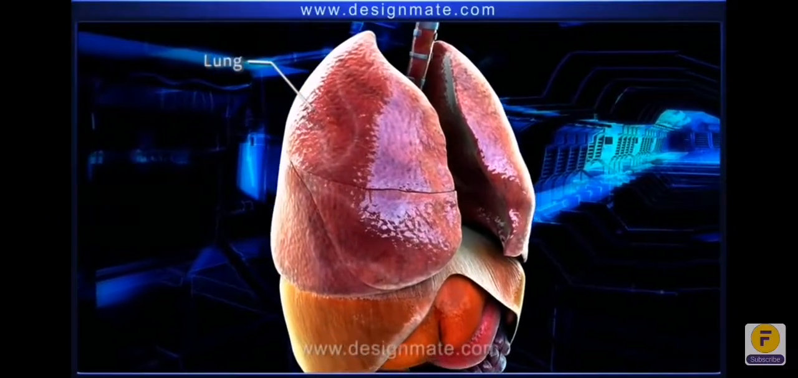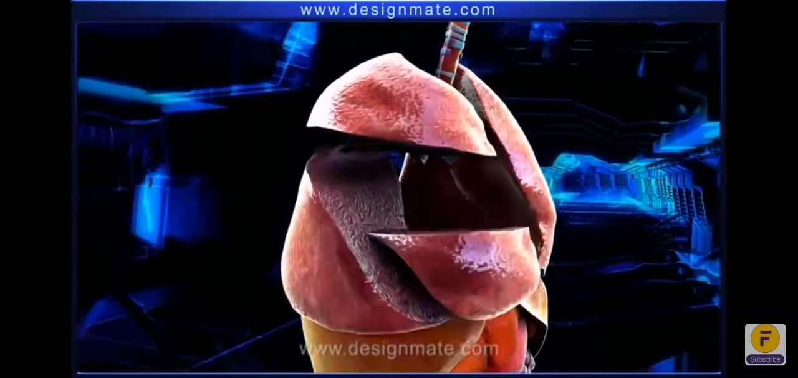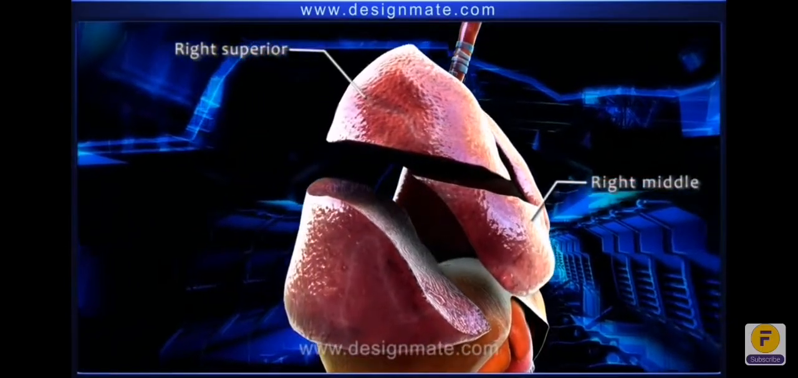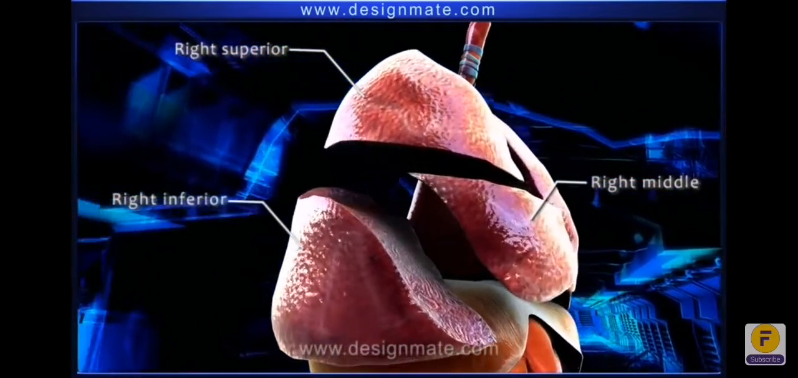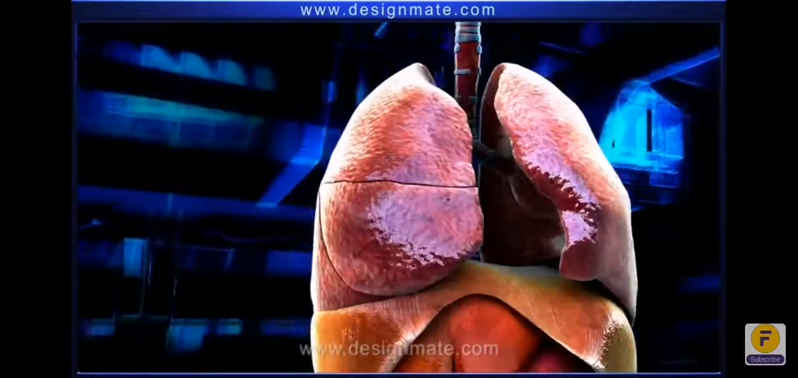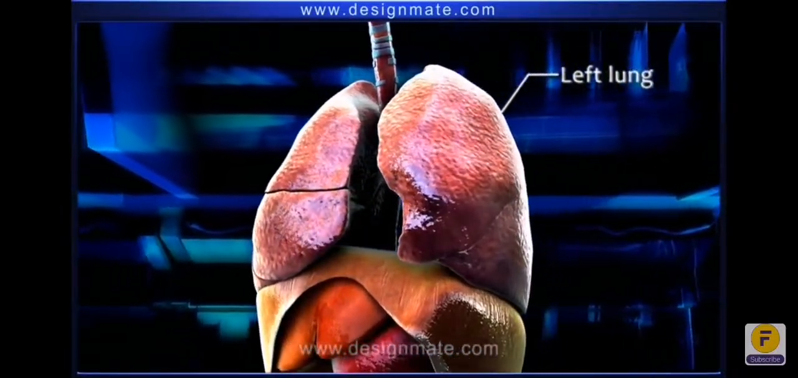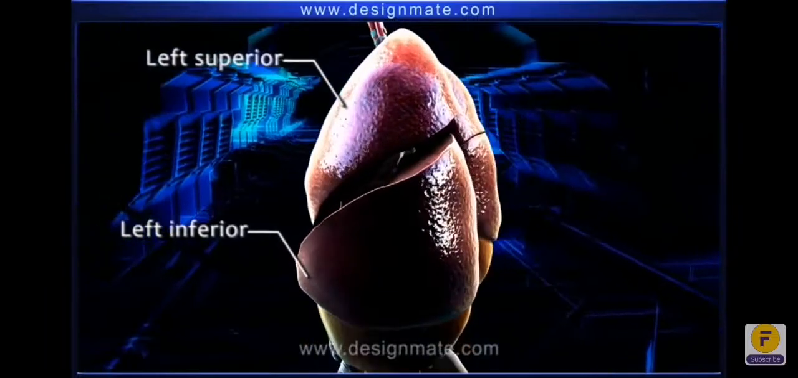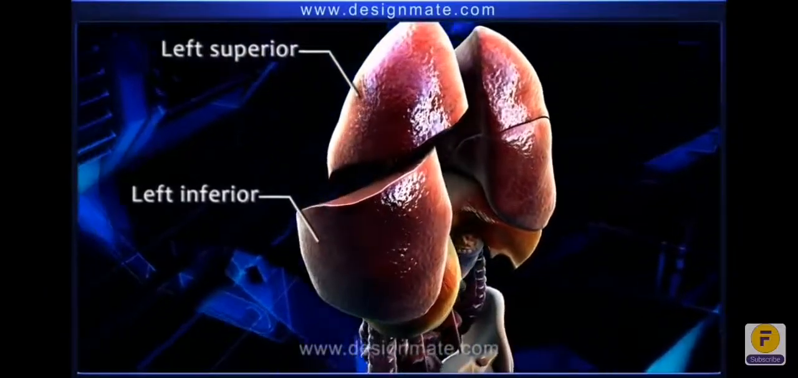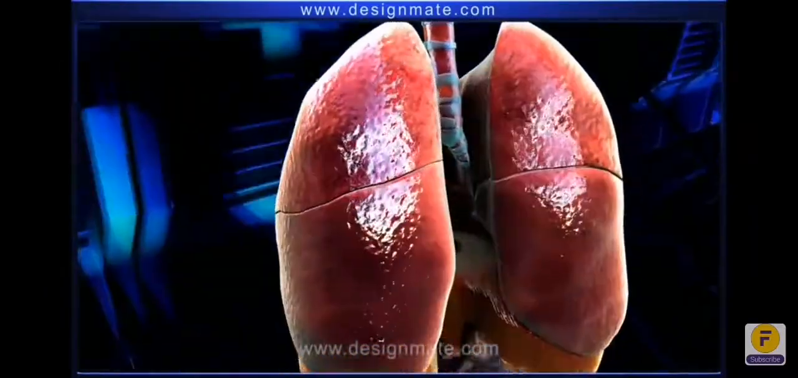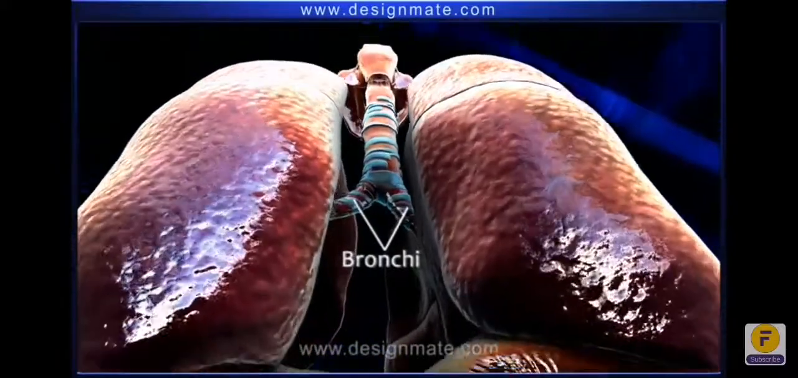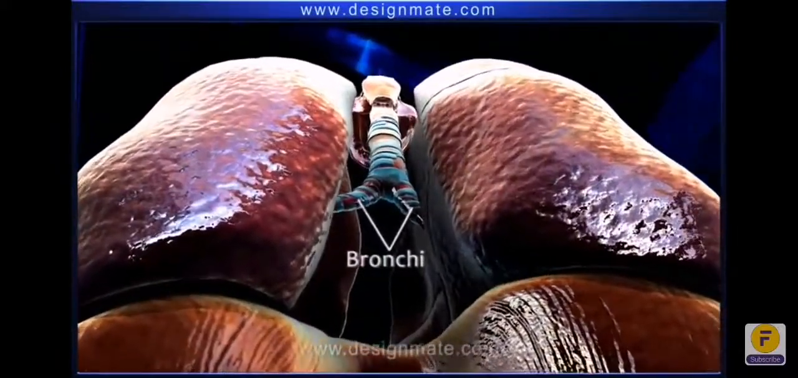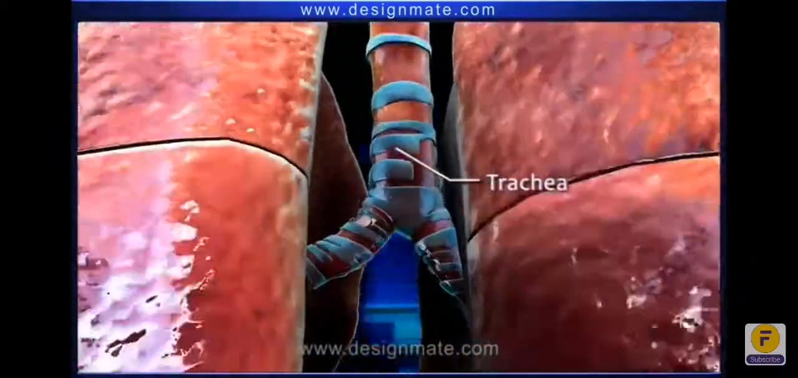The right lung is divided into three lobes: the right superior, right middle, and the right inferior lobe. The left lung is smaller and has only two lobes: the left superior and the left inferior lobe. Both the lungs are associated externally with small tubular bronchi, which unite and extend into the trachea.